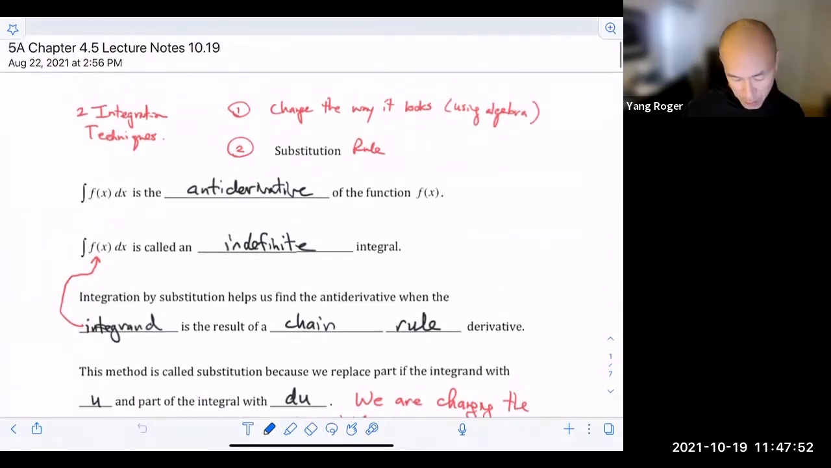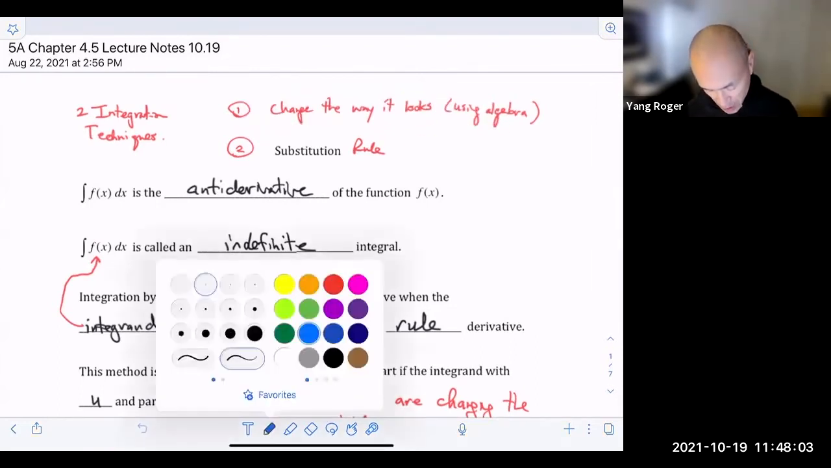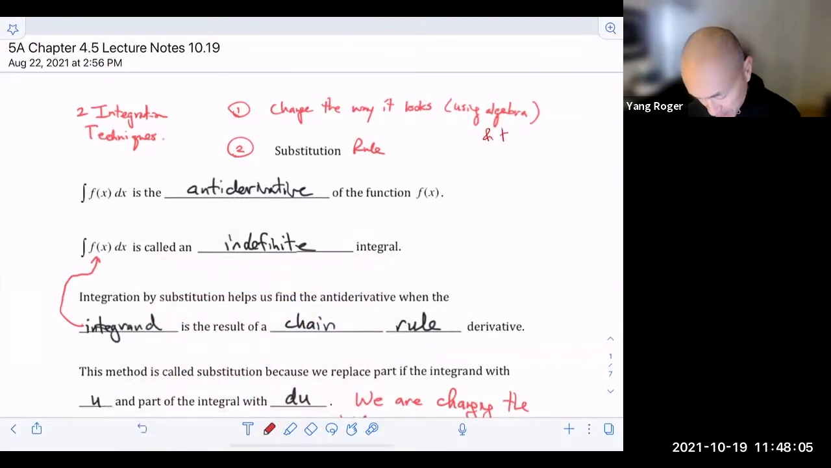In the video, I discussed that we only have two integration techniques. I've been framing it this way today. One way is to change the way it looks using algebra. We also saw we use trig identities. To be honest, we do this more in Math 5B. And the second way is the substitution rule, which is what this section is about.